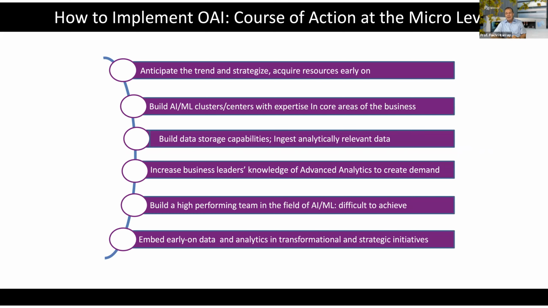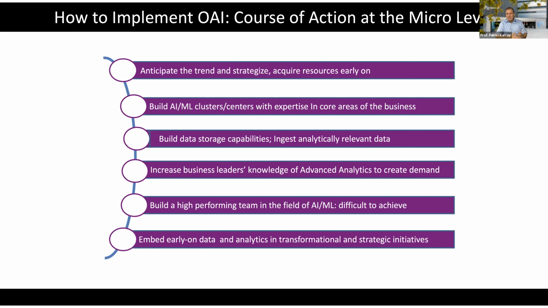Basically, each company has to anticipate the trend in that particular industry and then acquire the resources early on, before the competition sets on a particular system. So companies that acquired the know-how in artificial intelligence and deep learning 5-6 years ago have certainly an advantage now over companies that are starting now to acquire these type of resources.